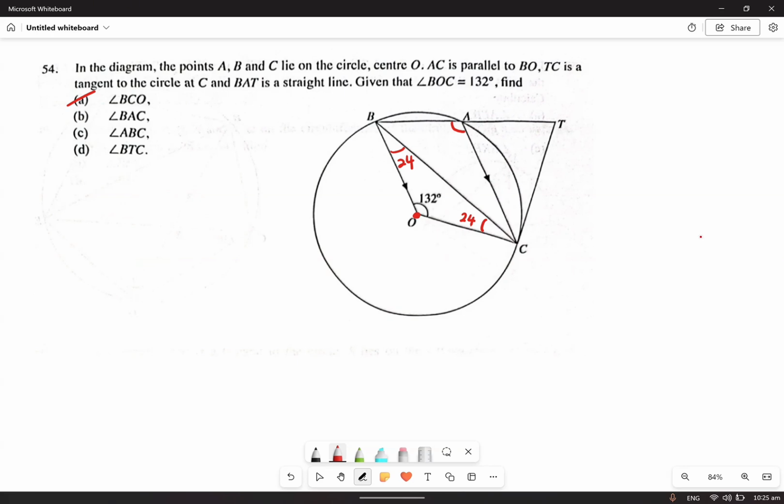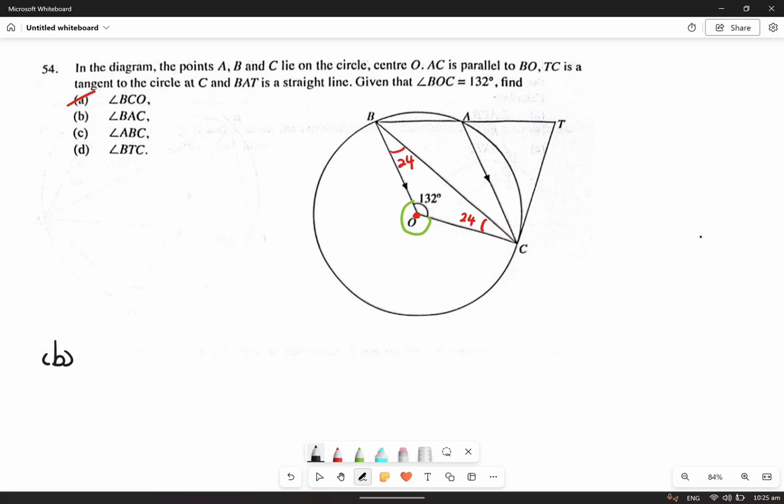We cannot use cyclic, right? Can we use cyclic? Cannot. Agree or disagree? But BAC we can use. First thing first, angle at center, which is this part over here, is double the angle at circumference. This is double of this. You see the center, then you see the point. Agree? So 114 is correct, but let's note it down first, shall we?